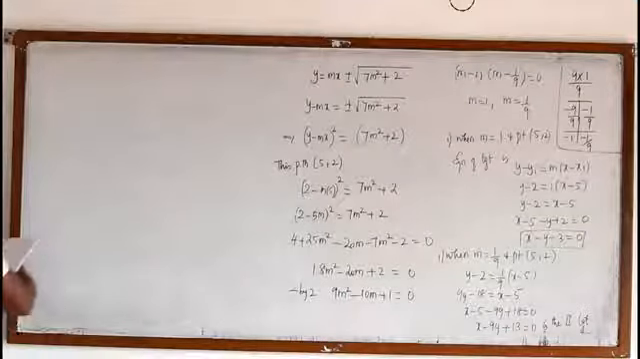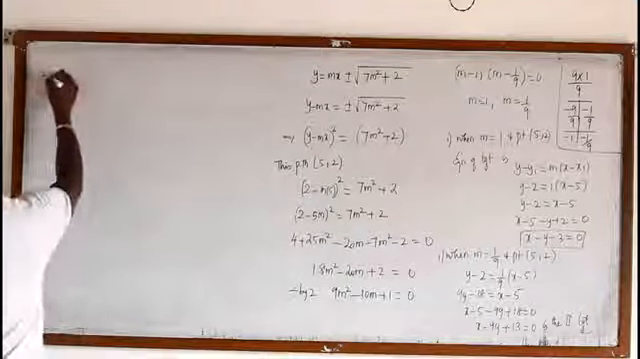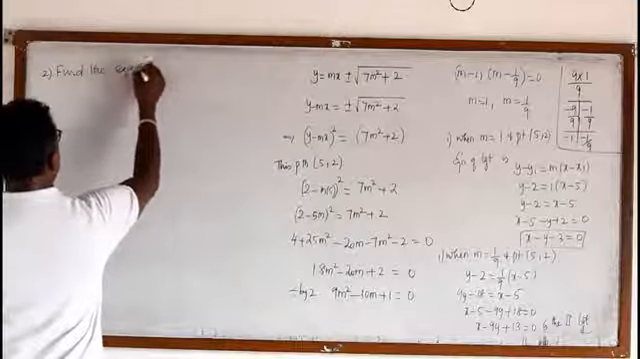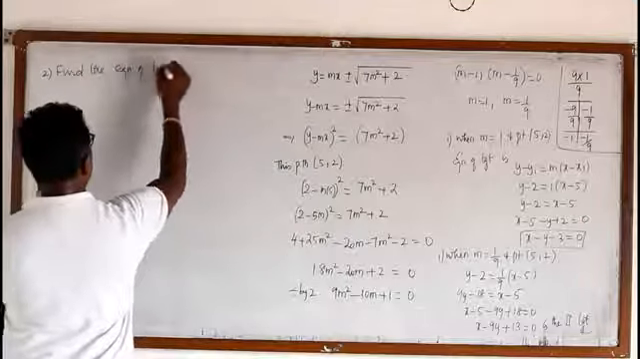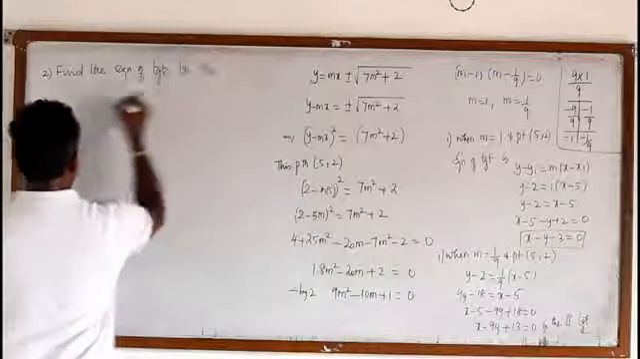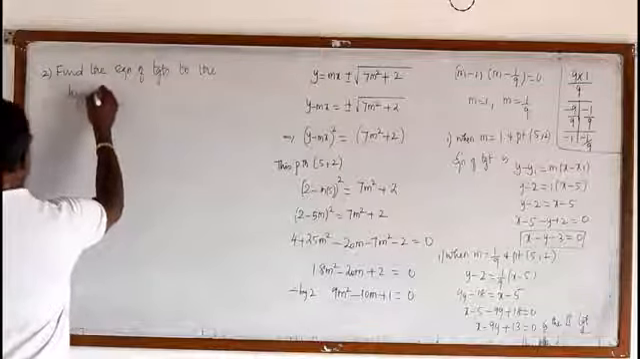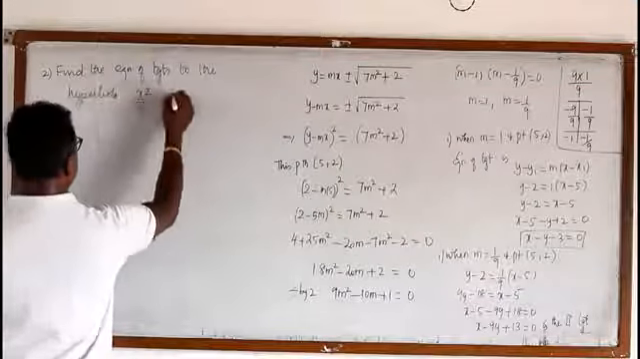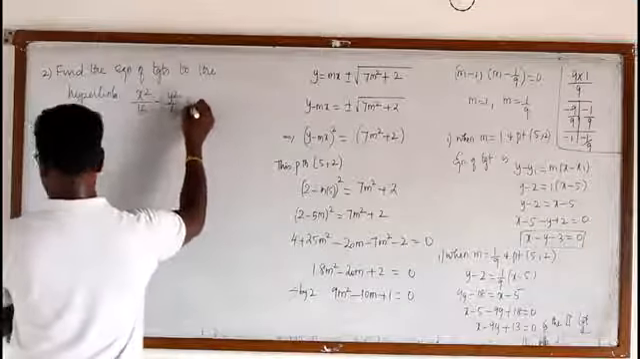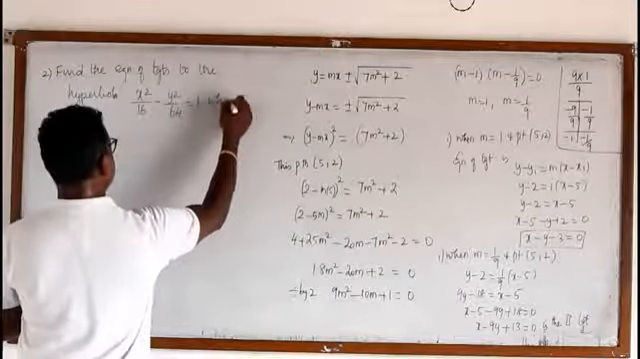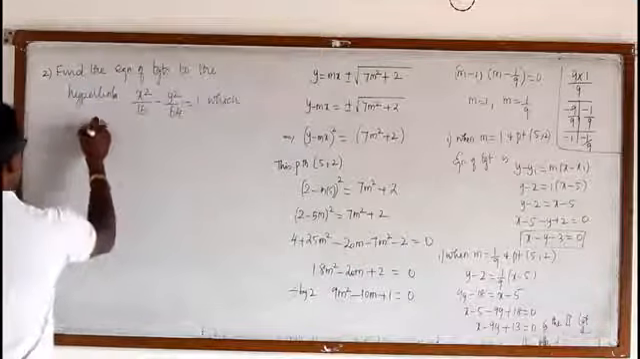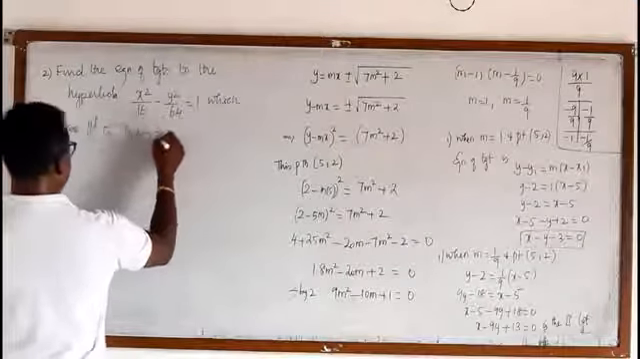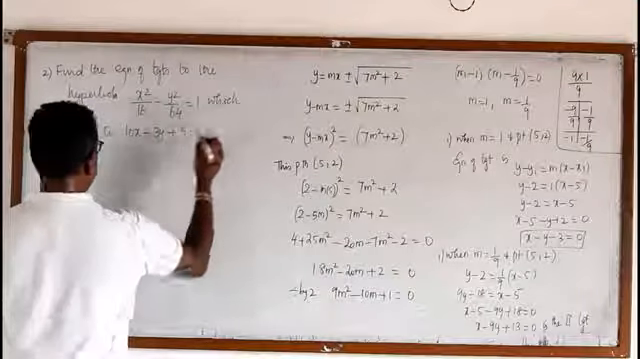Find the equation of tangents to the hyperbola x²/16 - y²/64 = 1, which are parallel to 10x - 3y + 9 = 0.